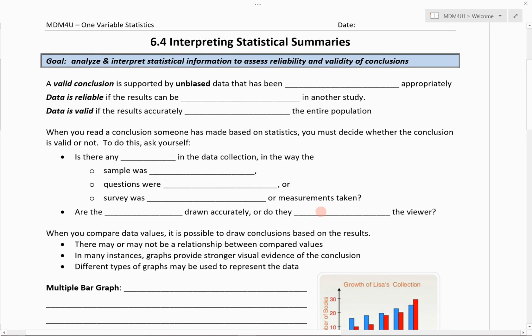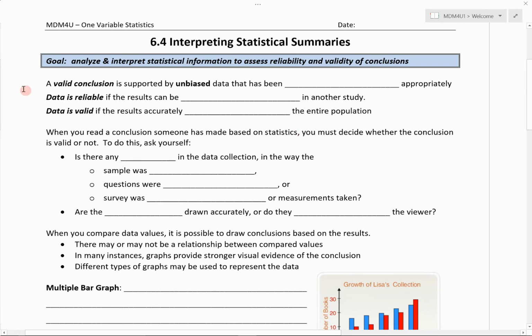6.4 Interpreting Statistical Summaries. This lesson is more about how you take data and write reliable conclusions, rather than doing any more calculation work in this chapter. All the calculation work, the concepts on data analysis, have already been done. So now it's about the data. Is it reliable? Can it support a valid conclusion?